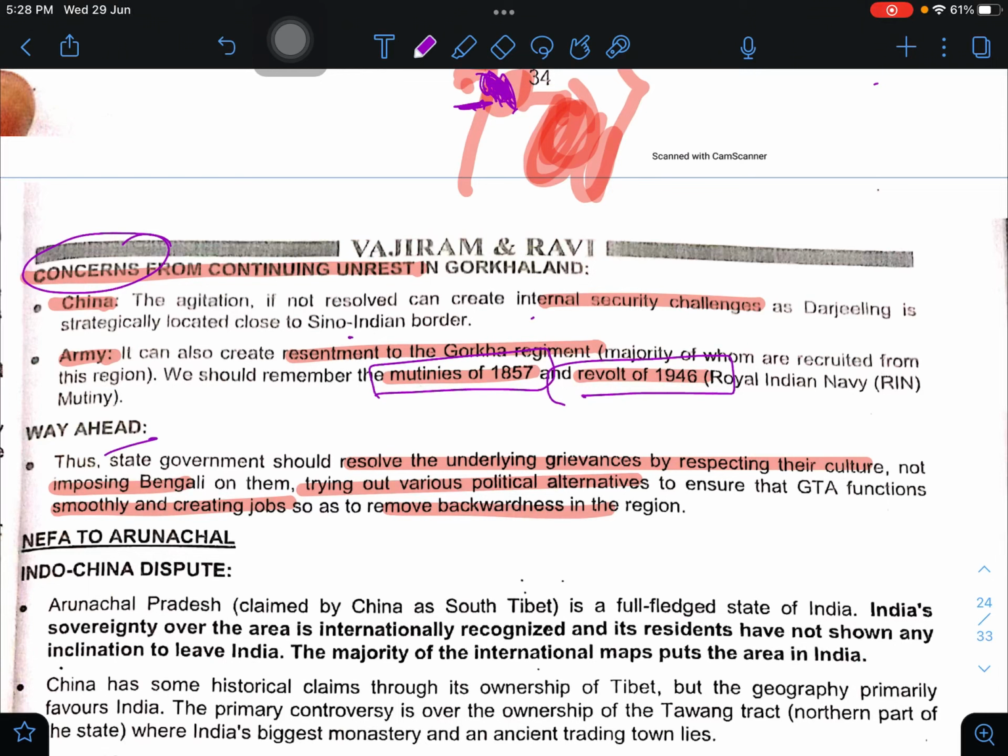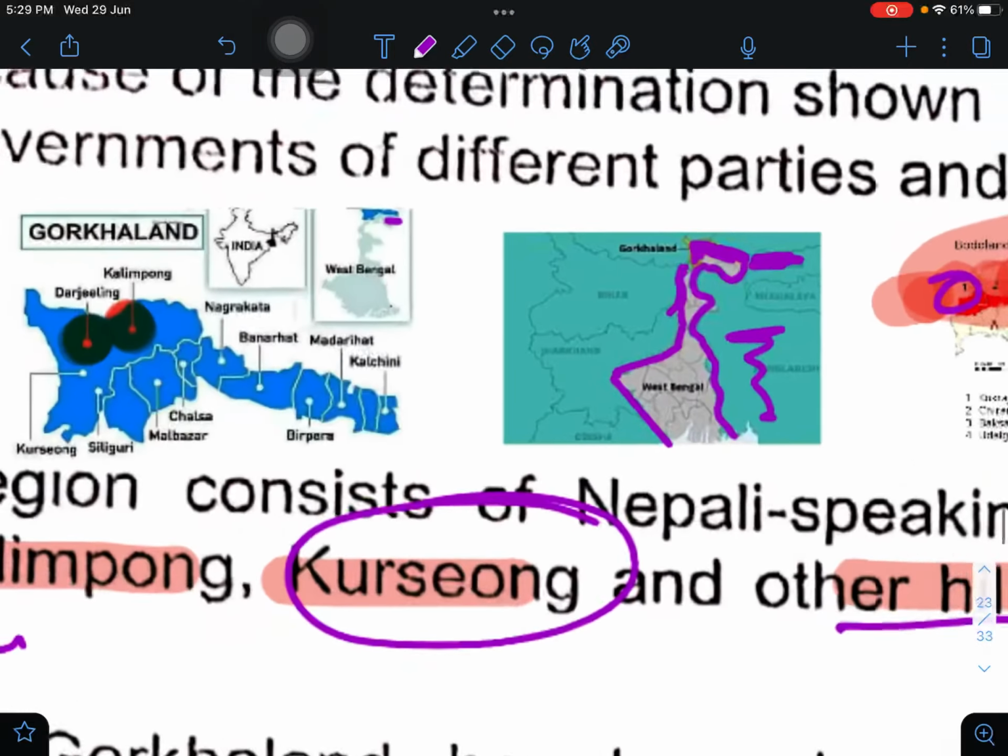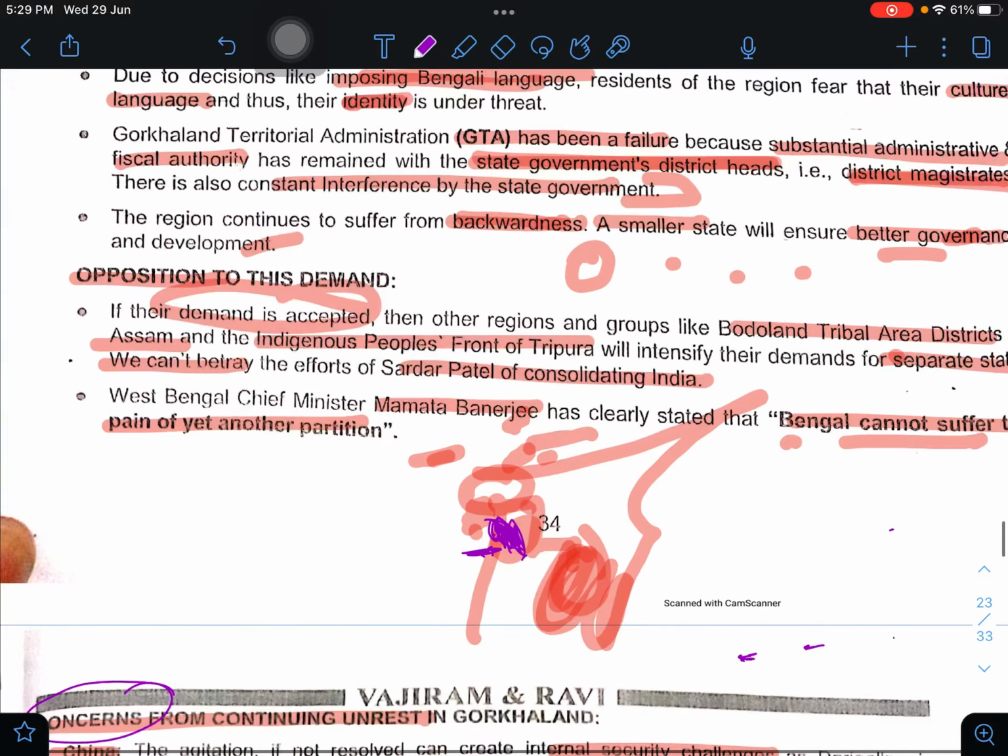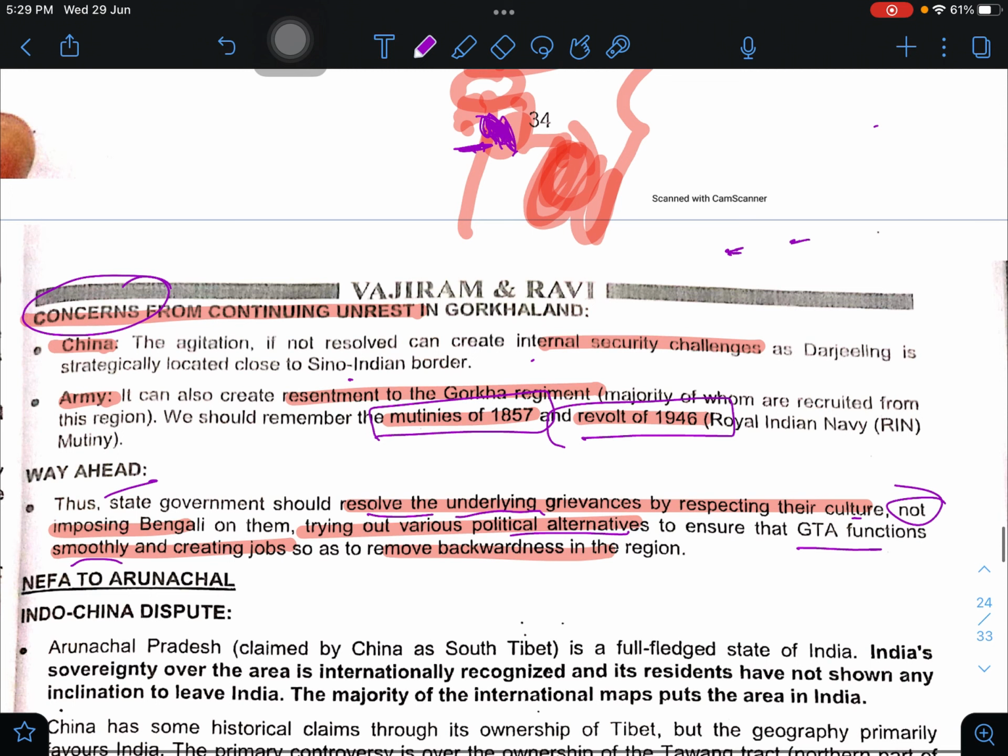Way ahead: the state government should resolve the underlying grievances by respecting their culture, not imposing Bengali on them, and trying out various political alternatives to ensure the GTA functions smoothly. The Gorkhaland Territorial Administration is made up of Darjeeling and Kalimpong. The state government should also create jobs so as to remove backwardness in the region. Okay, thank you.